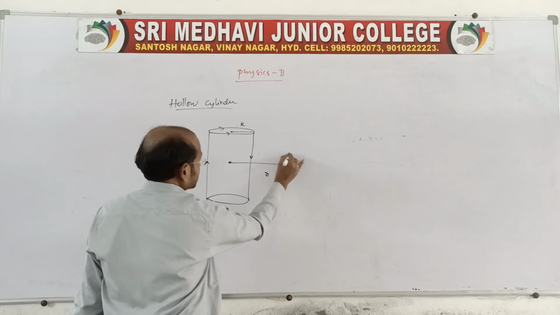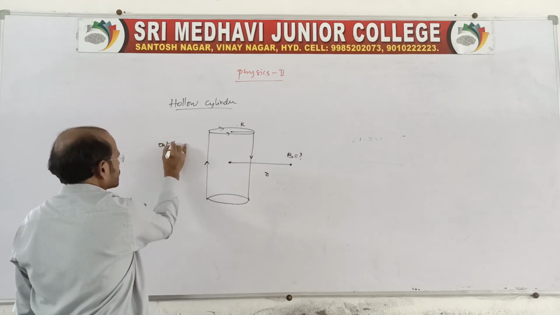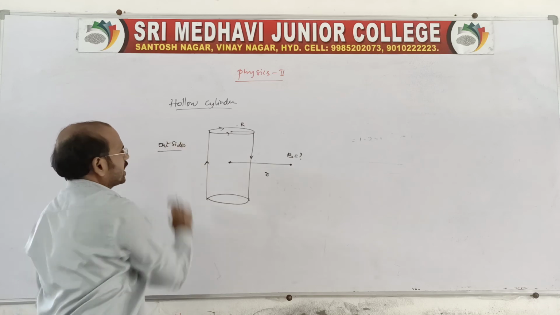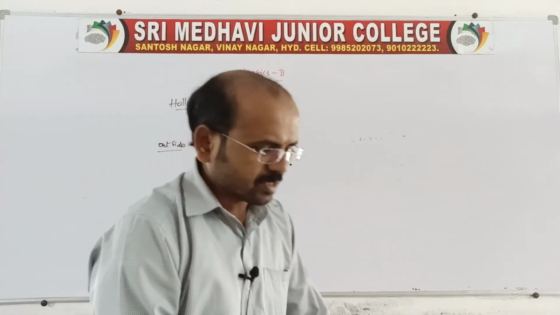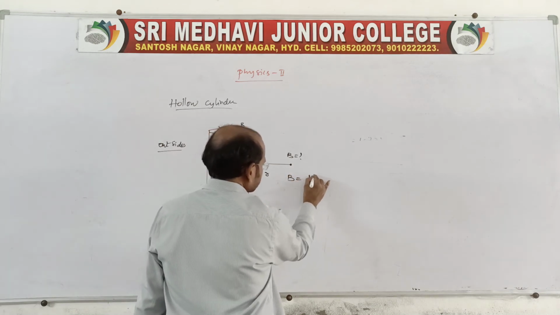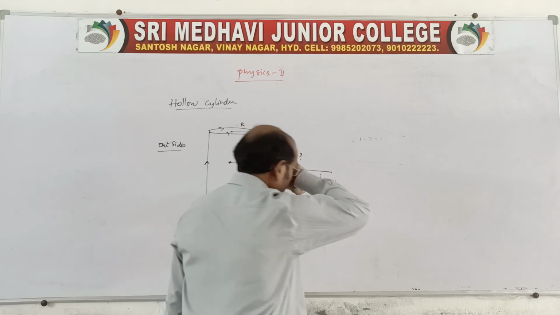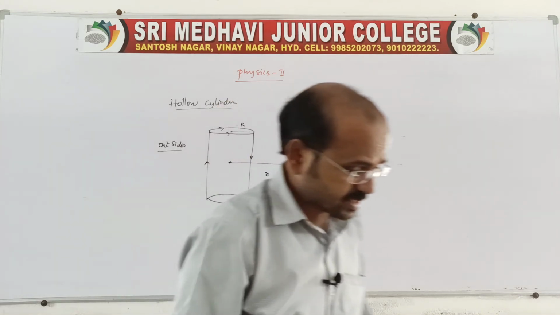At this point the magnetic induction is asked, which is outside the hollow cylinder. Sir, what will happen to the magnetic induction? Of course it is at a distance r, no? B is equal to mu naught I by 2 pi r, because it is outside, no? The distance is outside.